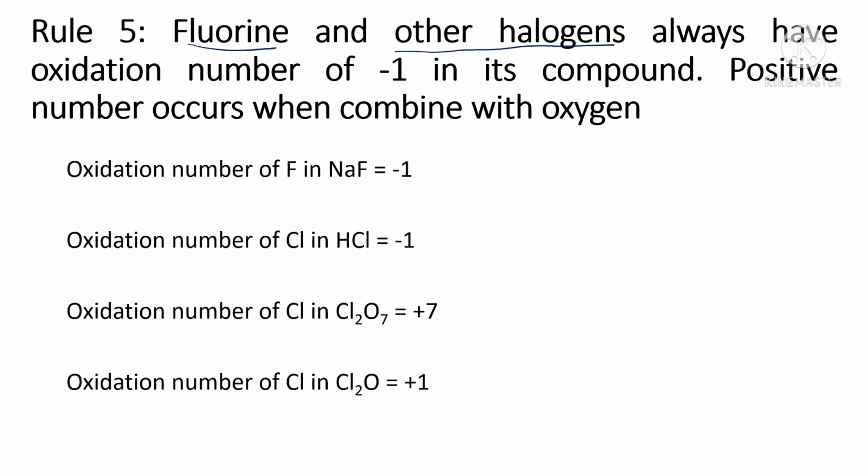Rule number 5 is the oxidation number of fluorine and other halogens. The oxidation number of fluorine and other halogens is always -1 in their compounds, except when they combine with oxygen, then the oxidation number will have a positive value.